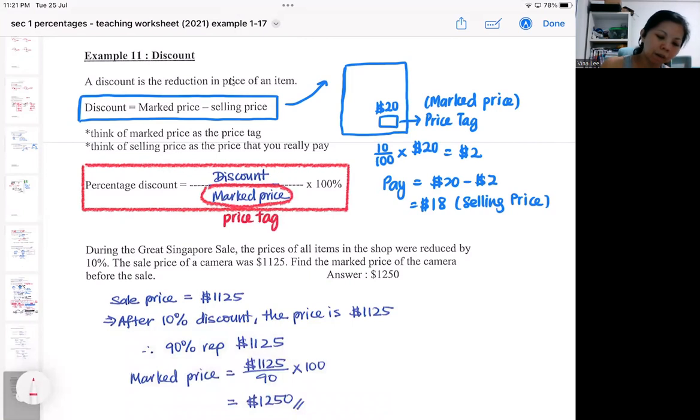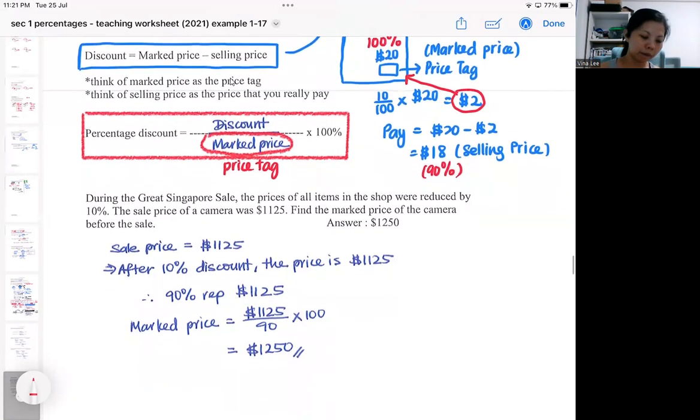I will compare the amount of discount with the price tag. It is not compared with the selling price. If I would like to get the percentage discount, I have to compare it with the price tag. So the price tag is my 100%. Because there's a 10% discount, I'm only paying 90%. The price tag, or the marked price, is 100%. That is what you will need to know.